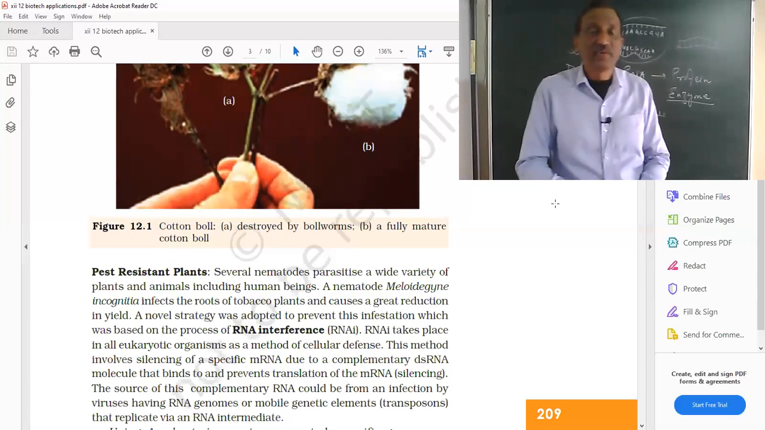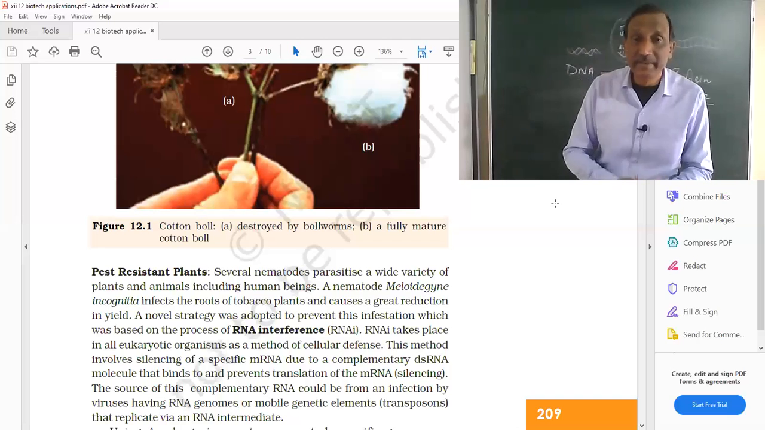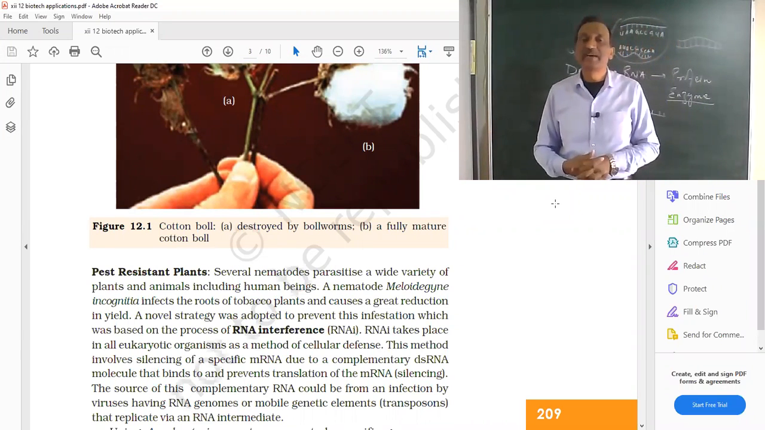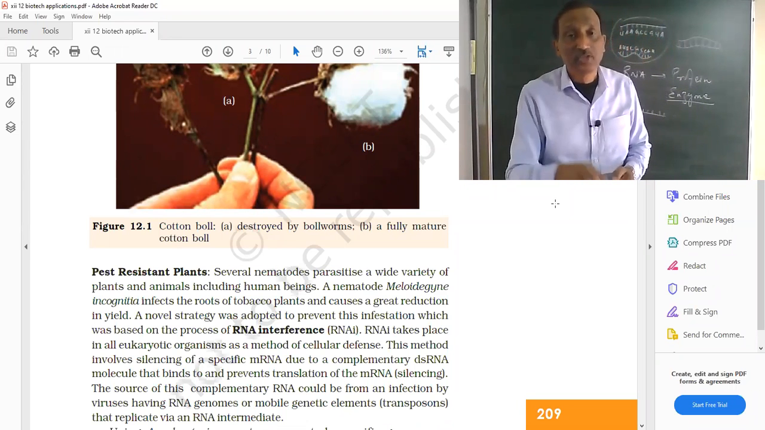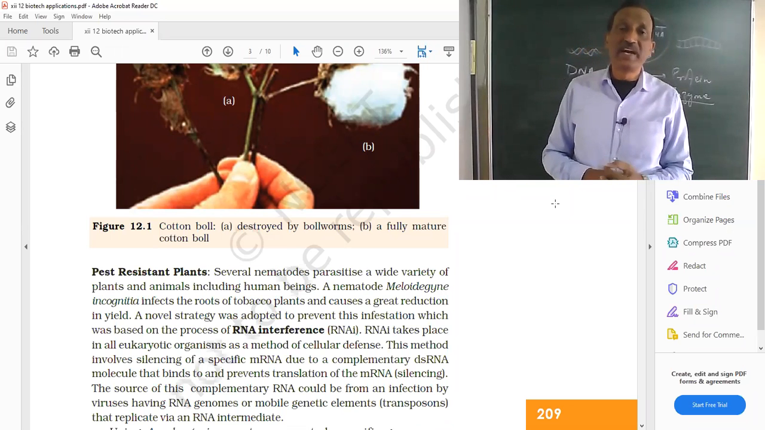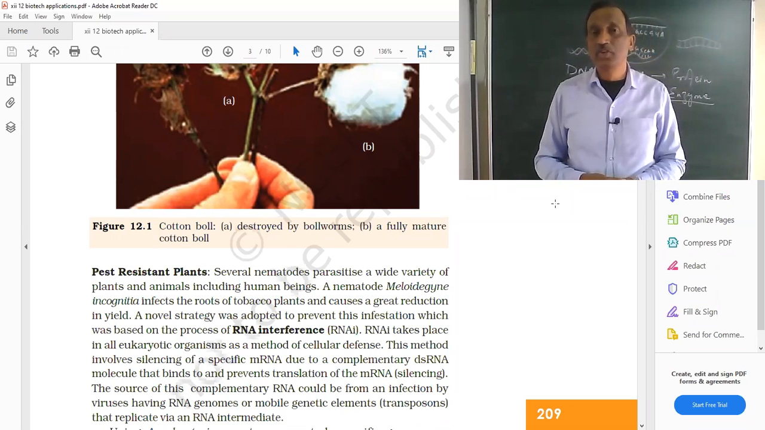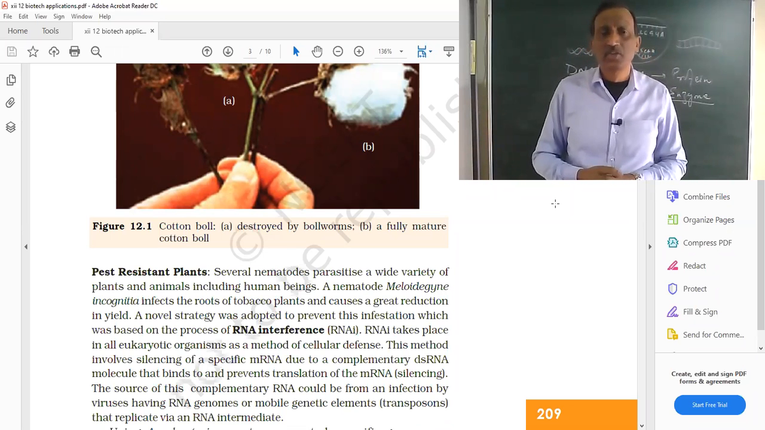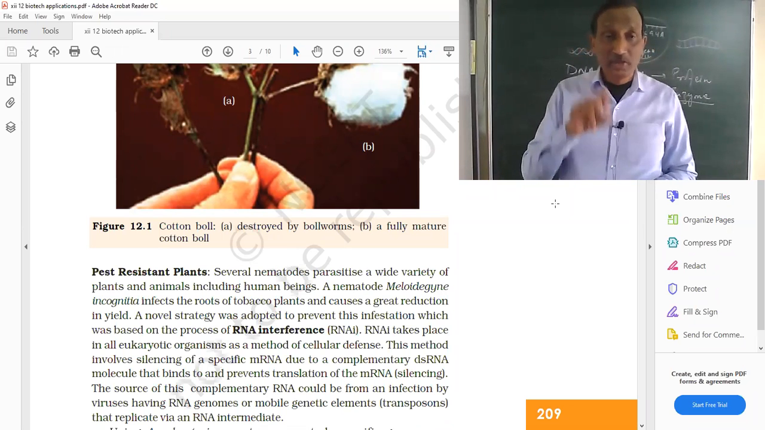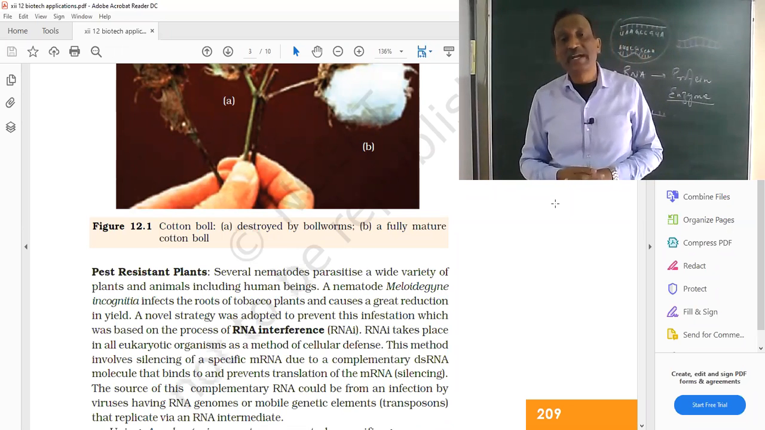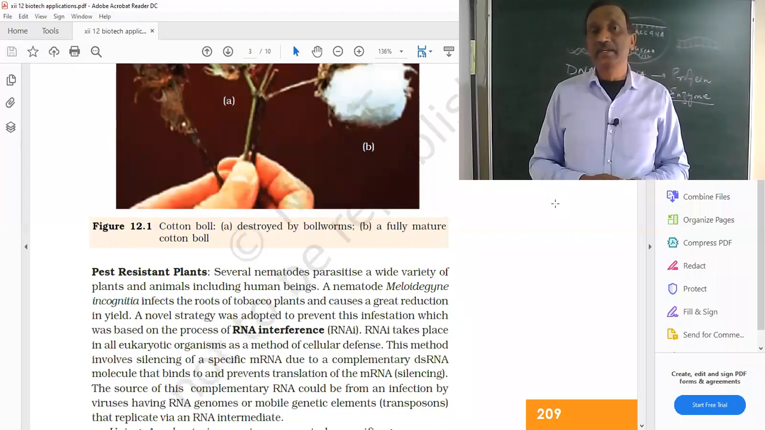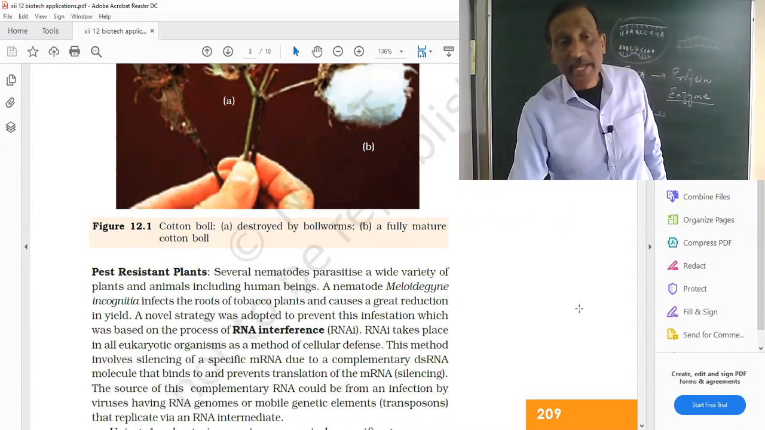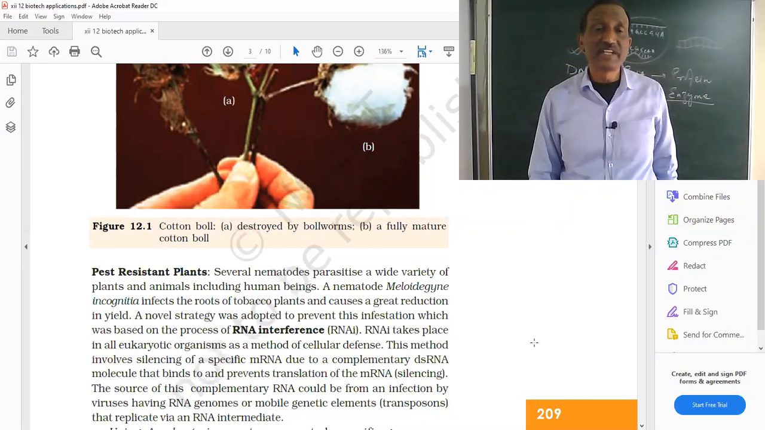Okay, let us see what it's saying. Pest resistant plant. Several nematode parasites. We already know most of the nematodes are parasites, and they are parasites even to the plant. Okay, so several nematodes are parasites to a wide variety of plants and animals, including human beings. So we are not talking about the animals and human beings. We are talking about the plant. A nematode, name is Meloidogyne incognita, infects the roots of tobacco plants. Now it causes a great reduction in the yield. The productivity of the tobacco is greatly reduced because of this type of infection.